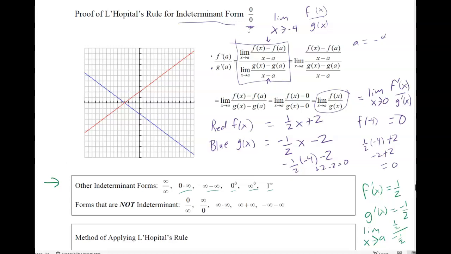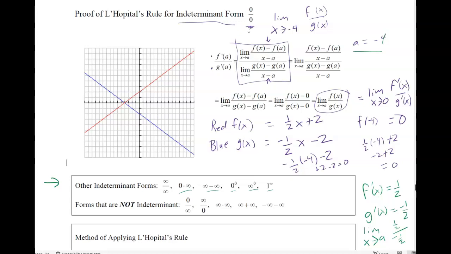Now, you've learned how to do some of these limits before. You could have done this with a table of values. You would have approached x equals negative 4 both from the left and the right and seen that you were converging upon a function value or a limit value of negative 1. So you can do these using a table if you get this indeterminate form too.